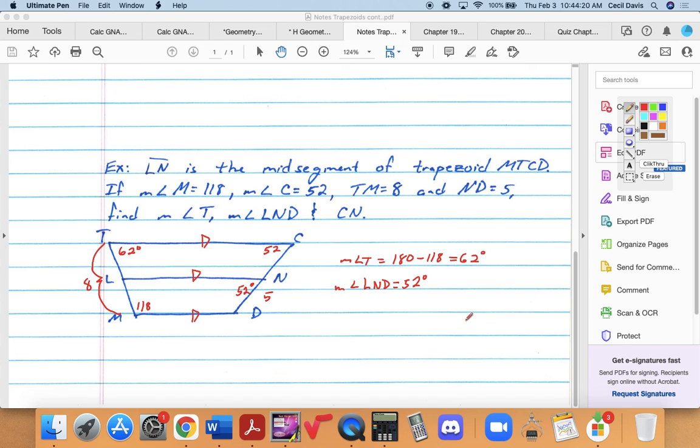All right, and then we want to find the length of CN. Yes, it is 5. By the way, over here, the length of both of these is 4. The mid-segment, remember, connects the midpoints of the legs. Yes. Oh, never mind. Okay.